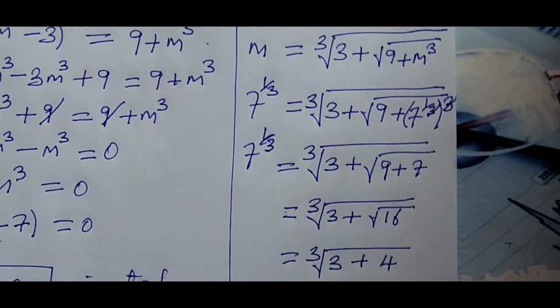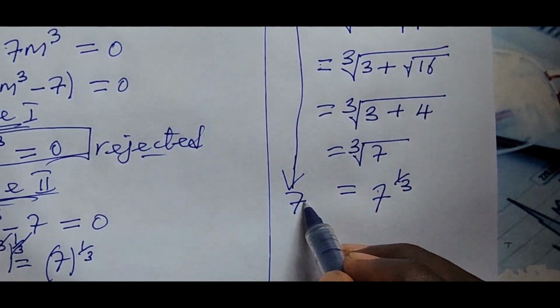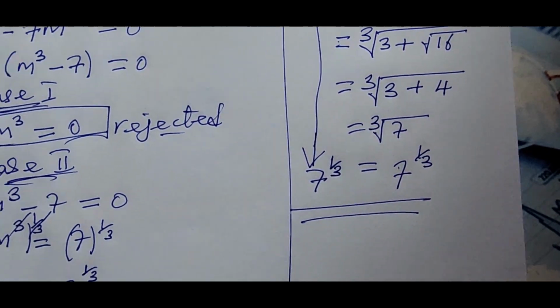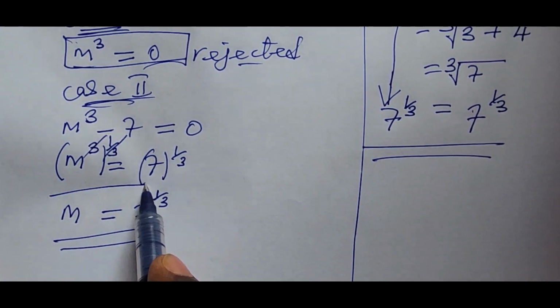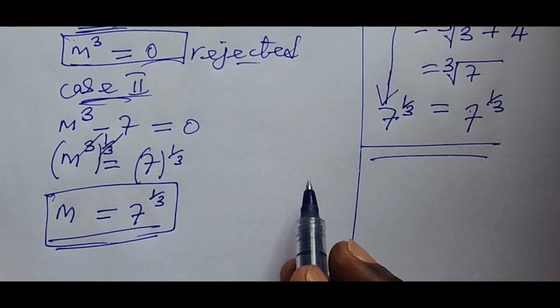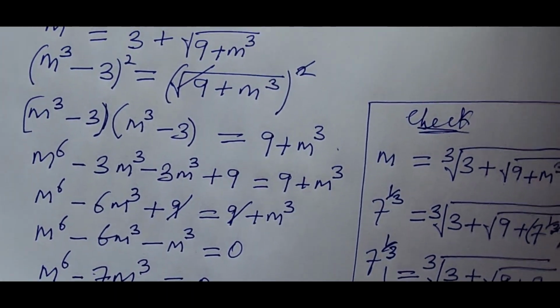And on this other side, here down, we also have 7 to the power of 1 all over 3. So it shows that the answer, which is 7 to the power of 1 all over 3, actually satisfies the original equation. So this brings us to the end of this math class.